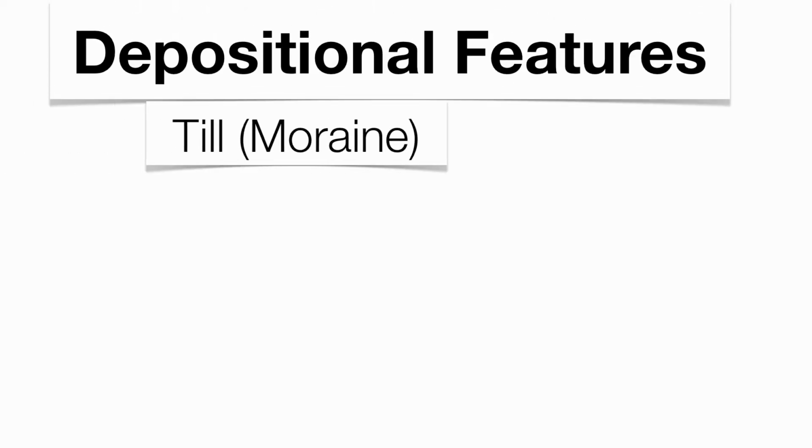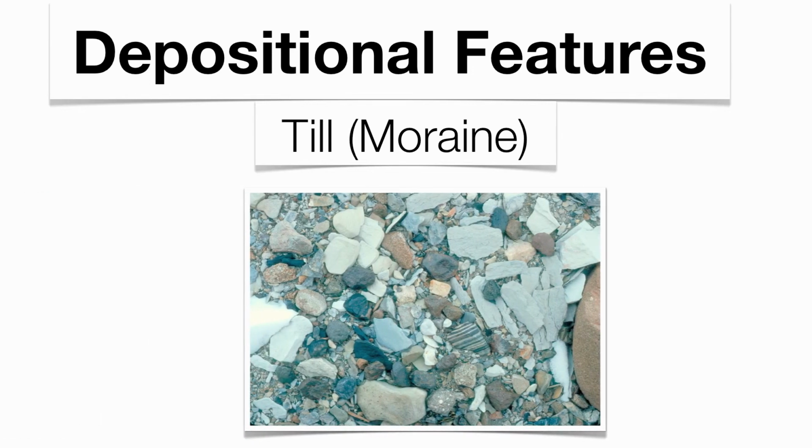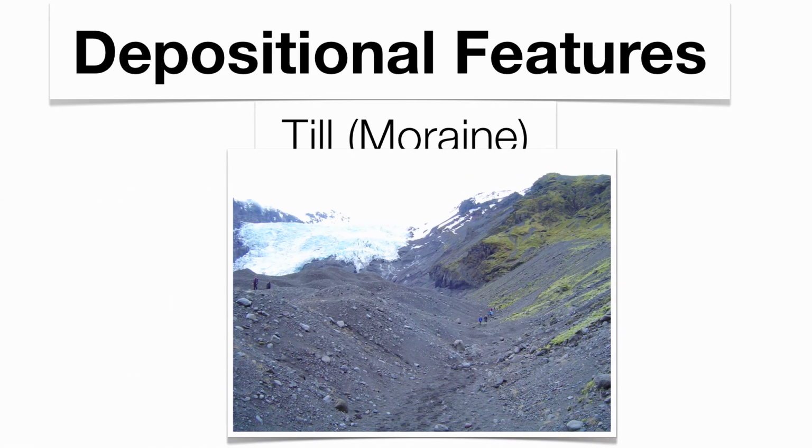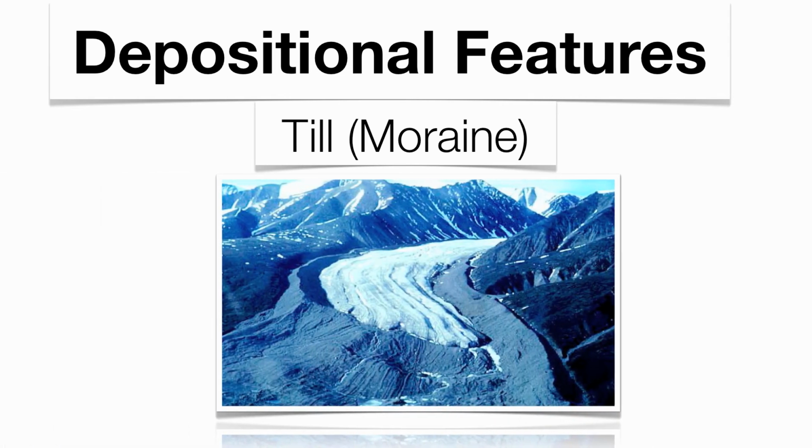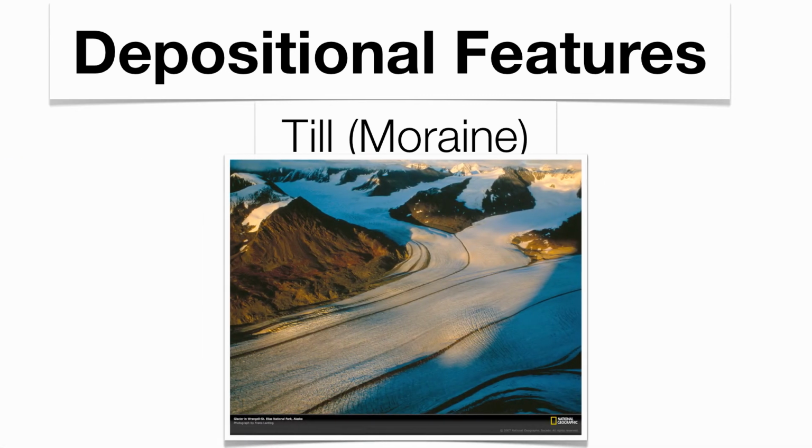So we can also get depositional features as well. Some of the depositional features include till, which are also called moraines. This is the large collections of unsorted material. So you see the unsorted, no organization to the sediment at all. Sometimes those moraines are at the end, called terminal moraines. Sometimes they're on the side, called lateral moraines. And sometimes they're in the middle, called medial moraines.